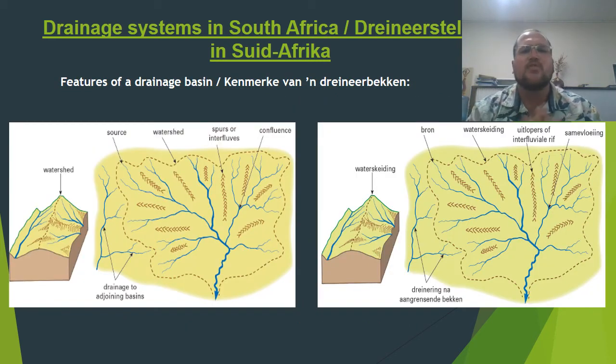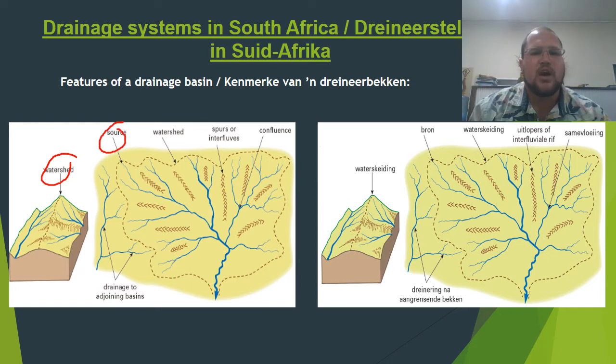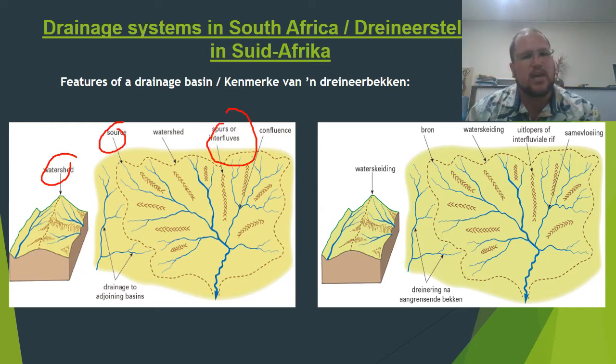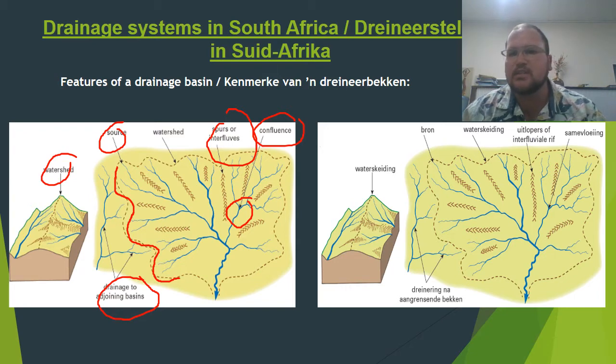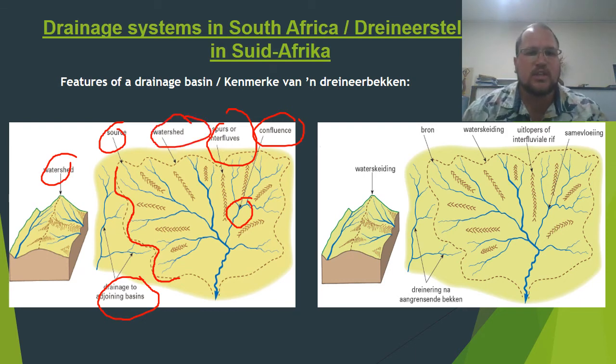Next slide. Features of a drainage basin. You can look at these images. This explains to us our watershed, our source, our spurs or interfluves in between the main channels, our confluence where they flow together, as well as a joining drainage basin. This line here, I wanted to ask you guys just now, what is this line called? But then I realized you guys are on the other side of a video and not in class with me. This is our watershed. This is the area, our watershed, between the different drainage basins.